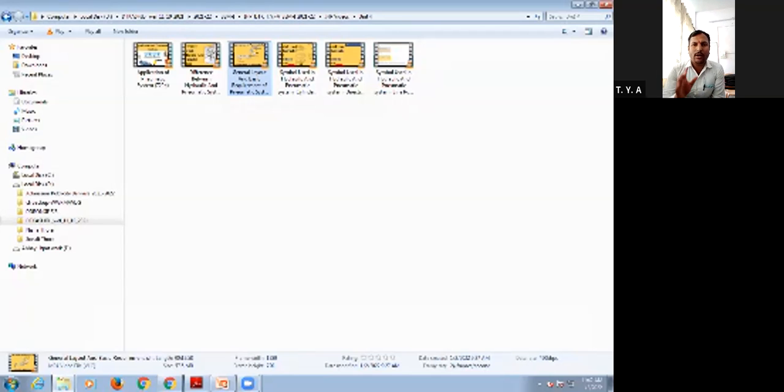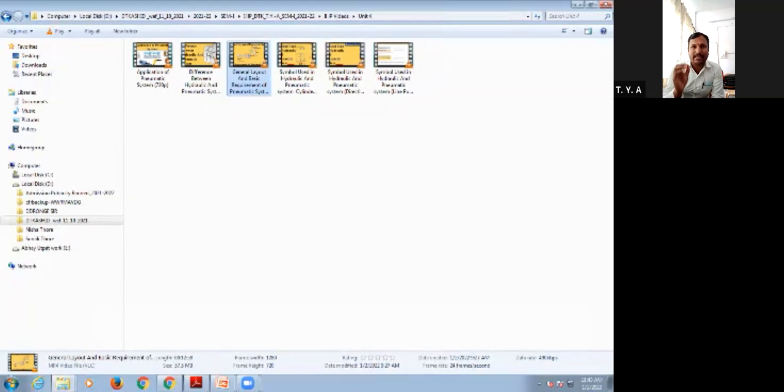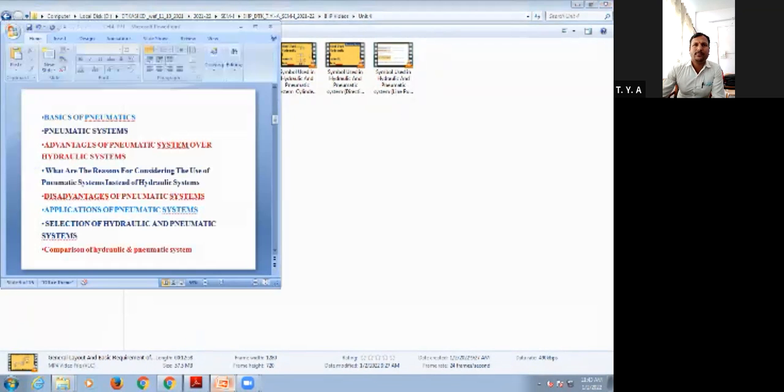Okay, now are you clear with all the components of the basic elements or the layout of the pneumatic system? Have you got it about this pneumatic system? Please tell me. Are you clear with this layout or the elements of this in detail?